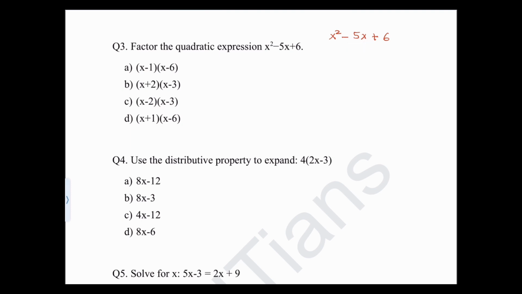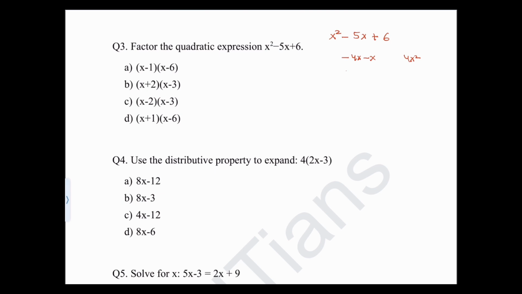We have to split the middle term, which is minus 5x, in such a way that when we split it into two terms, maybe ax plus bx, then the multiplication of ax and bx should equal 6x squared. Now think of how we can split our minus 5. We can split it as minus 4x minus x, isn't it? When we multiply these two terms, we get 4x squared, which is not what we desire. We desire 6x squared.